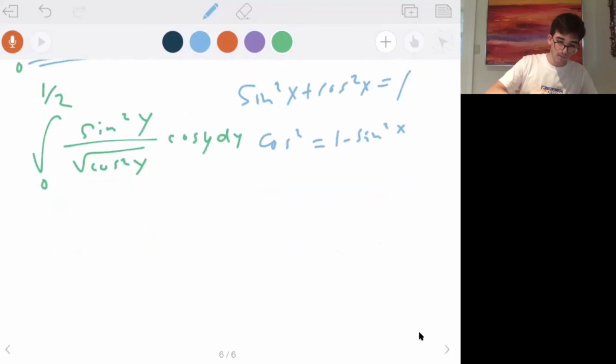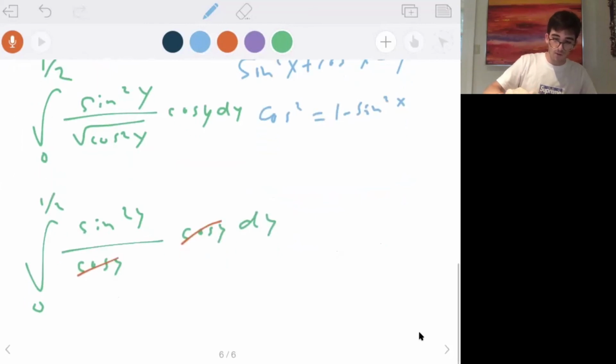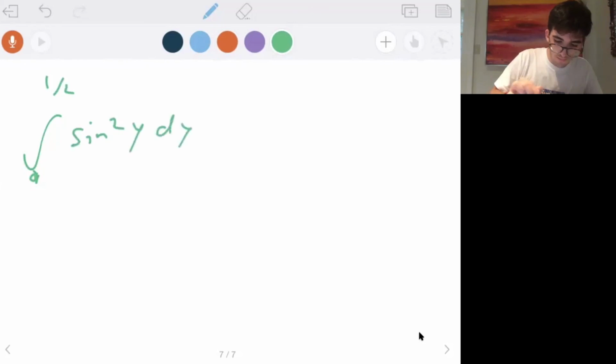Okay, just keeping it going. We've still got 0 to 1/2. We haven't done the bounds yet. Of sine squared y over, well, the square root of cosine squared, that's just cosine y, times another cosine y dy. Okay, you'll notice that those cosines just cross out. So all of that is equal to the integral from 0 to 1/2 of sine squared y dy.